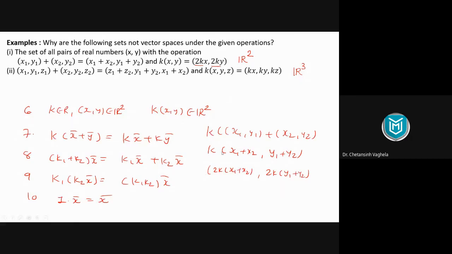Now similarly, if I calculate the right hand side, what will happen? Let me erase some section here. Let's do it here. Right hand side is what? It is k times x bar plus k times y bar. So k times x bar is what? (x1, y1) plus this is (x2, y2). Now what will happen if I multiply with k? Because of my operation, I should get 2 times k here. So it is (2k x1, 2k y1) plus (2k x2, 2k y2).